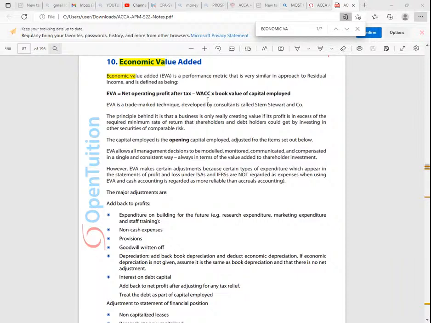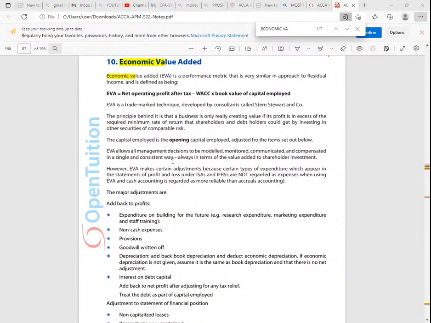Don't cram that. There is no examiner who will ever ask you that kind of a silly question. Who discovered EVA? Nobody. The principle behind it is that a business is only really creating value if its profit is in excess of the required minimum rate of return that shareholders and debt holders could get by investing in other securities of comparable risk. The capital employed is the opening capital employed, adjusted for the items set out below.